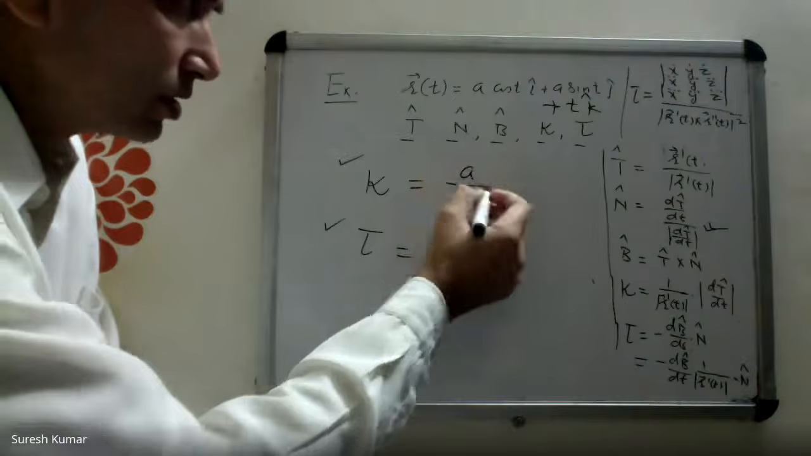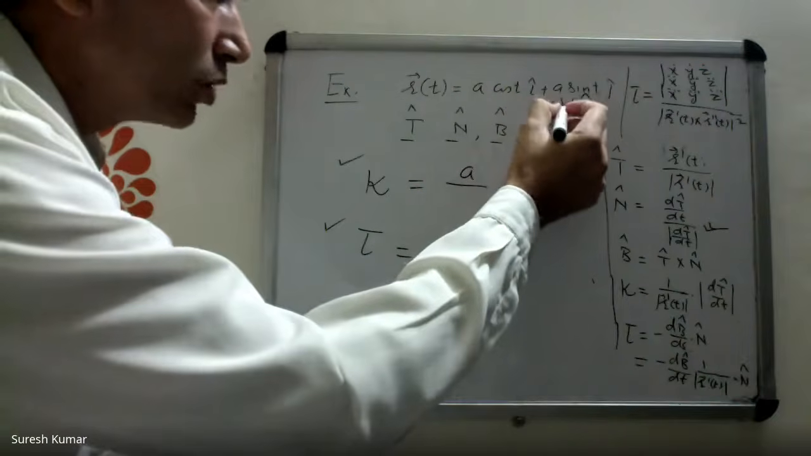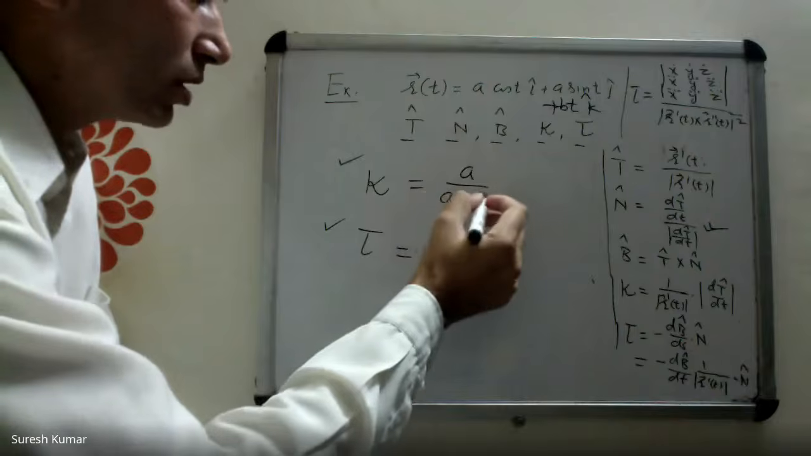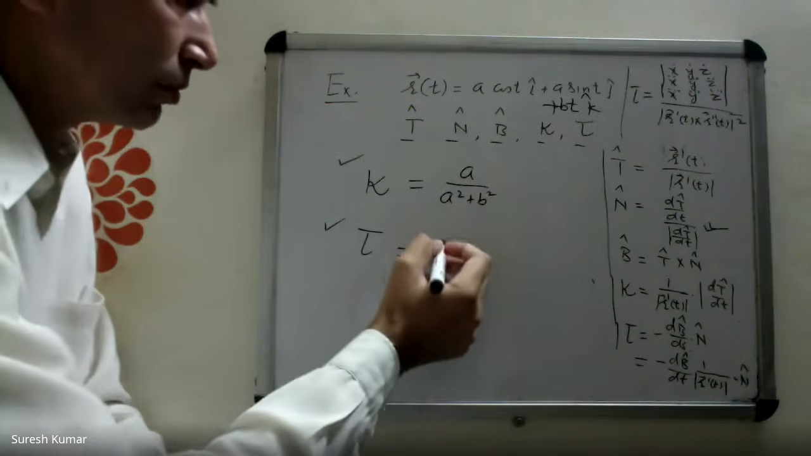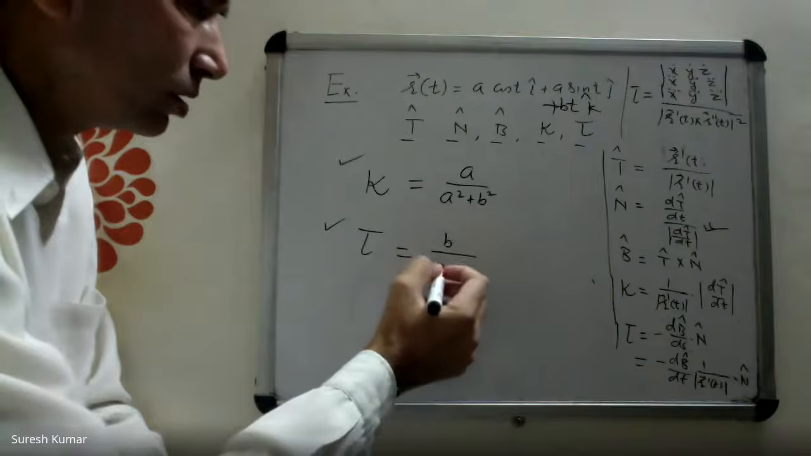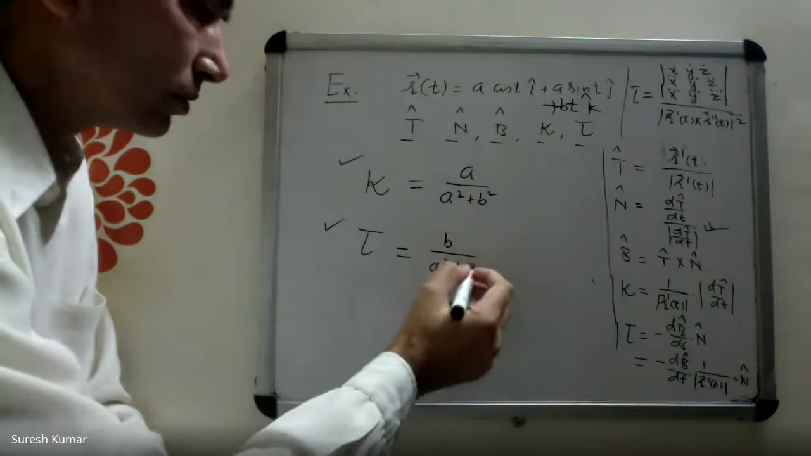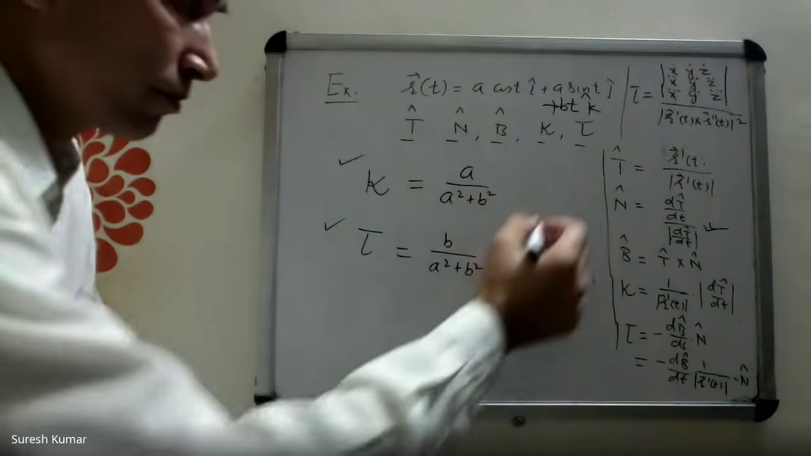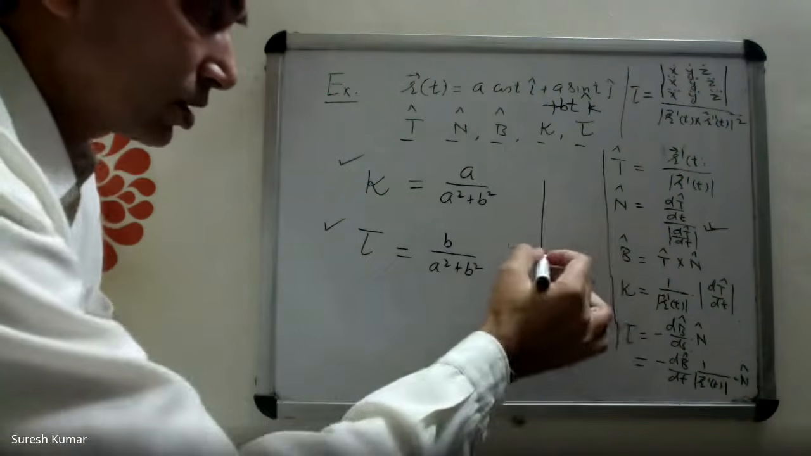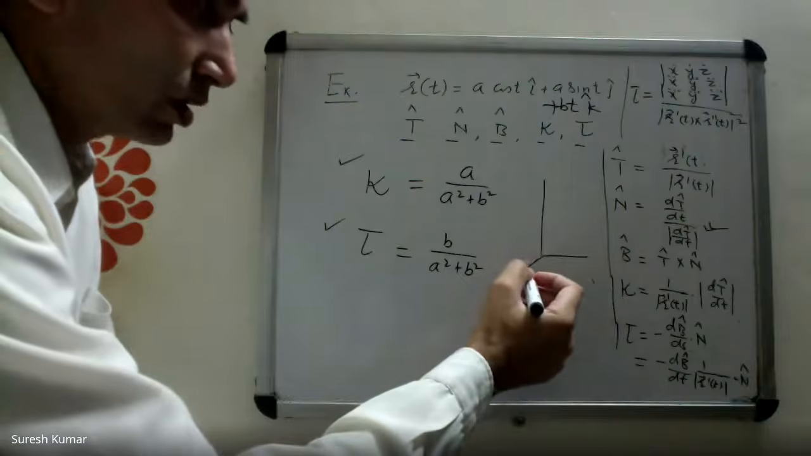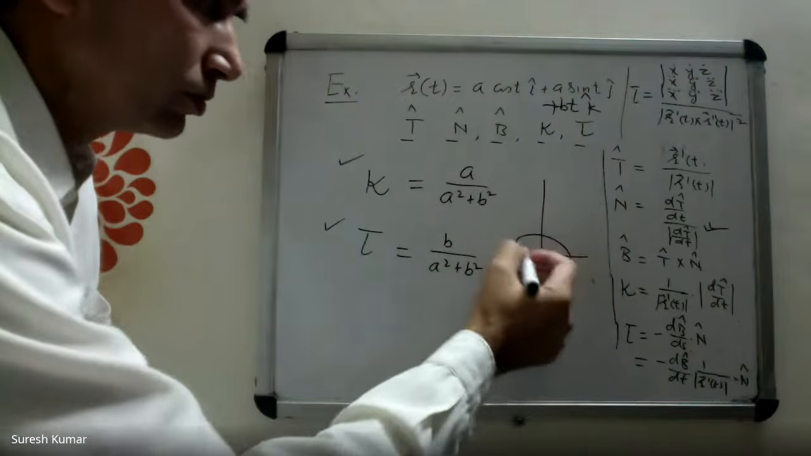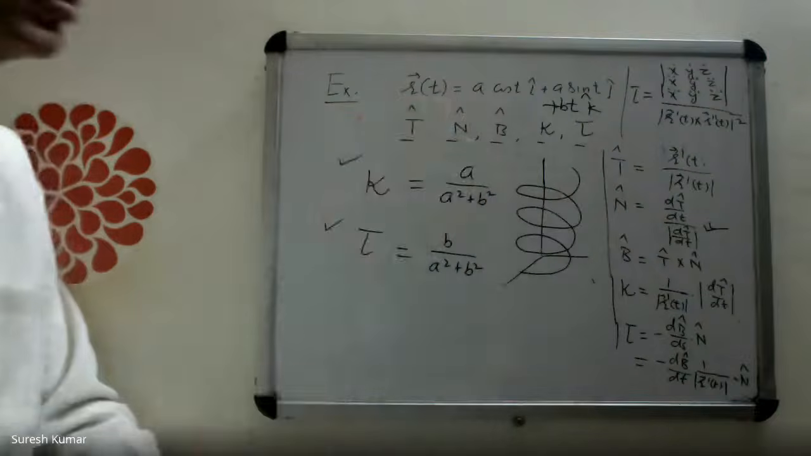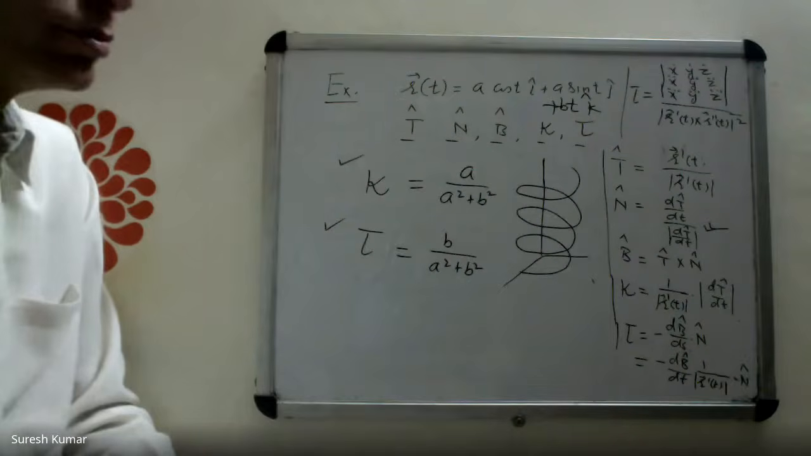I'm writing the answer here. Let me put a constant here also, bt. A over a square plus b square, you can check it. And b over a square plus b square. It is about this circular helix, which goes in the spring shape I told you.